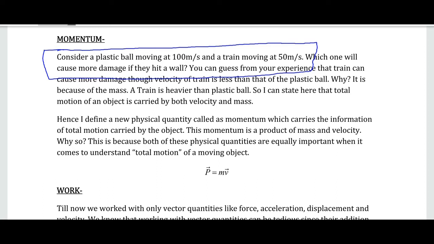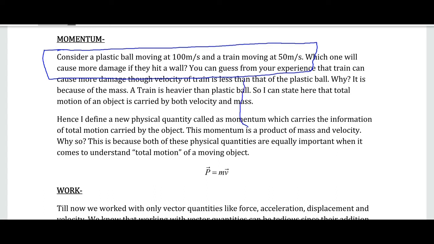So something is problematic here. The problem is you cannot use just the velocity to tell something about the motion of an object, or in other words, I cannot just use the velocity to explain the amount of motion that a moving object has. So what else is important here? What is the difference between a train and a plastic ball? The only difference is that the train is heavier. So somehow a moving object contains what type of motion?